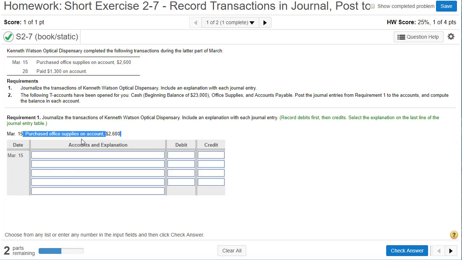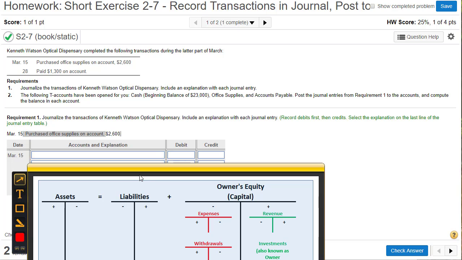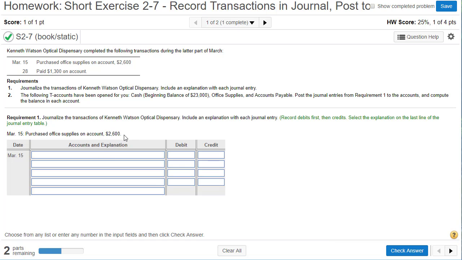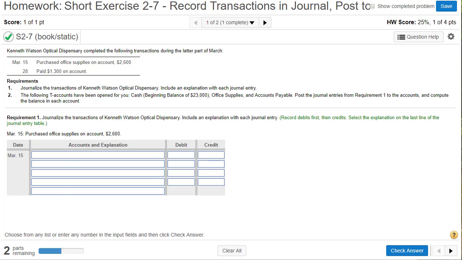Now notice it says we purchased them. It doesn't say we purchased them and then used them all up. So these office supplies have a future value. They're not going to be used up all at once. So because they have a future value, they are an asset. So then we have to ask ourselves, do we have more office supplies, which would be the debit, or do we have less office supplies? We have more office supplies, so that is the debit.